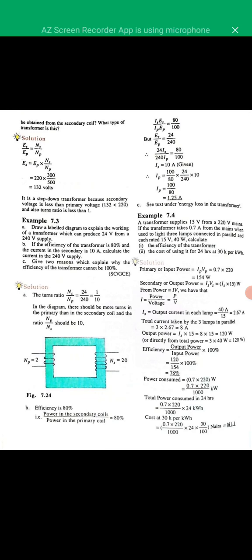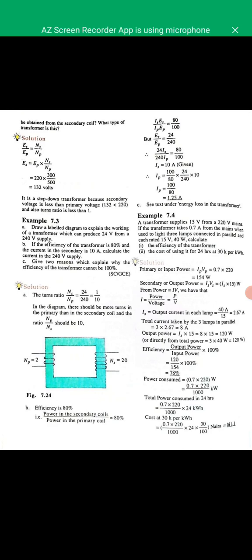So when we cross multiply, we're going to have ES IS over EP IP, which is equal to 80 over 100. So what do we do from there? We already know that ES over EP is 24 over 240 from the first question, and we'll put that there. We'll have 24 IS over 240 IP equals 80 over 100. So all we need to do is put in our secondary current, which is 10 amperes, and make IP, our current in the primary coil, subject of the formula. We're going to have 1.25 amperes.